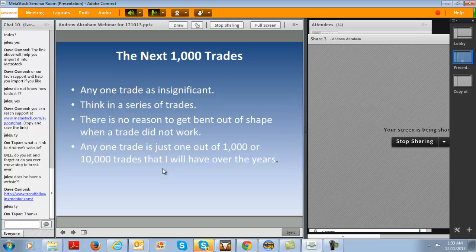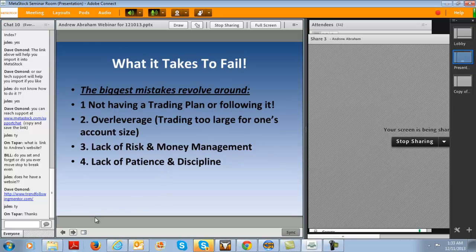But I'm going to tell you the other interesting thing. There will be times, and I guarantee it, that you will have 5, 6, 7, 8, 9, 10 trades or even more in a row that don't work. But you can have small losses. This is what trading is. The biggest mistakes revolve around not having a trading plan or not following it. You have to believe in it to follow it, and the more simple it is, the easier it is to follow.